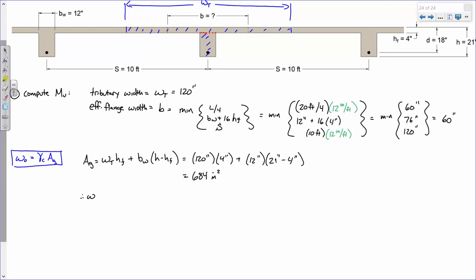So therefore, our self-weight is gamma times the area. Now, for gamma, I'm going to say 0.15 kips per cubic foot so that I can get my answer in kips per foot, times 684 square inches. What do I need to do here? Divide by 144, exactly right, because one square foot is equivalent to 144 square inches.